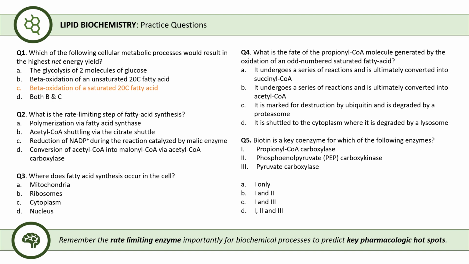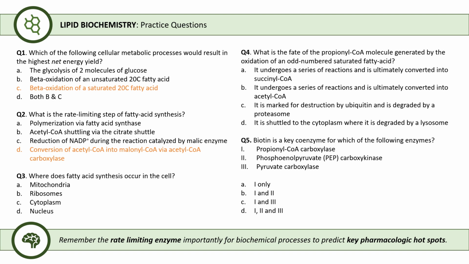Question 2. What is the rate limiting step of fatty acid synthesis? Is it the polymerization via fatty acid synthase, acetyl-CoA shuttling via the citrate shuttle, or reduction of NADP during the reaction catalyzed by malic enzyme, or the conversion of acetyl-CoA into malonyl-CoA via acetyl-CoA carboxylase? Hopefully you remember that the rate limiting step of fatty acid synthesis is in the cytoplasm, and it's that first step just before using the actual fatty acid synthase machinery, which is turning the 2-carbon molecule acetyl-CoA into malonyl-CoA via acetyl-CoA carboxylase, which of course uses biotin as a coenzyme.